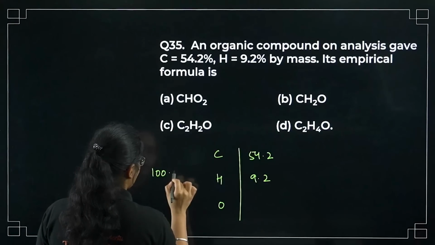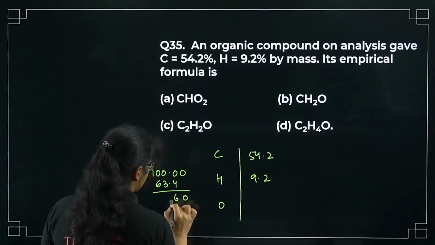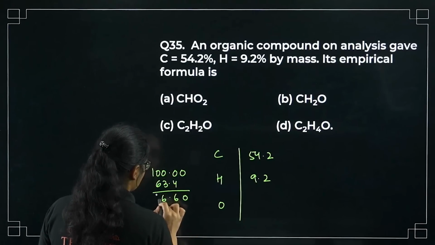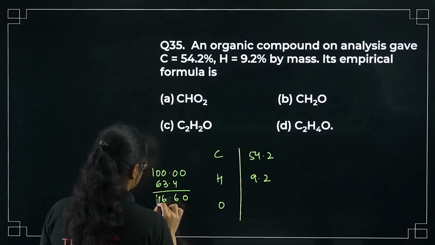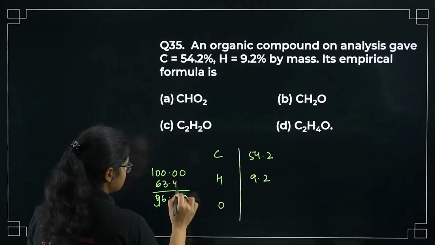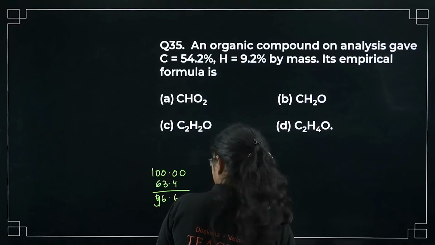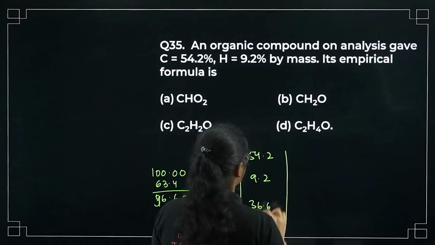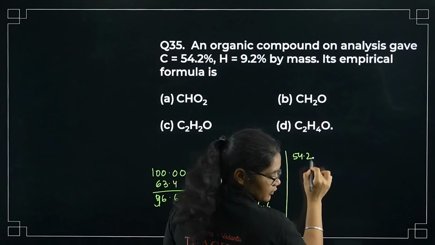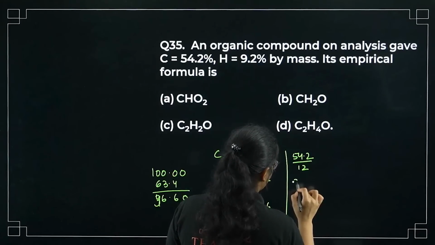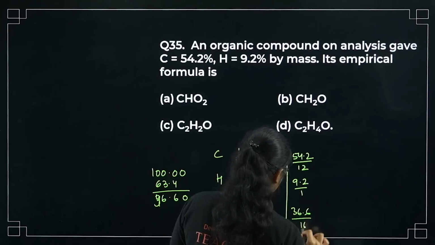So 100.00 minus 63.4. So I'll have 36.6, right? Yes, 36.6% is oxygen. Now what will be the number of moles? 54.2 divided by 12, right? 54.2 divided by 12, then I'll have 9.2 divided by 1 and 36.6 divided by 16.